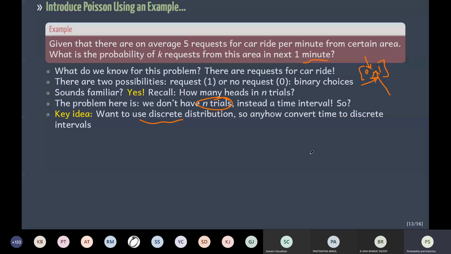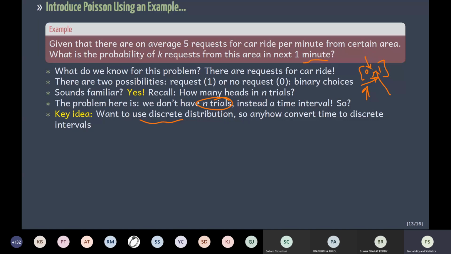It's always good to follow your intuition. What this is saying is, it's asking for 1 minute. What if I make bins from there? I make a certain number of bins. I understand that many requests for a car can come instantaneously, but I want to approximate this problem by binomial. So I will divide my time interval into bins, by which I mean smaller time intervals. 1 minute is equivalent to 60 seconds, and 1 second can be broken into milliseconds. It depends on what you want.